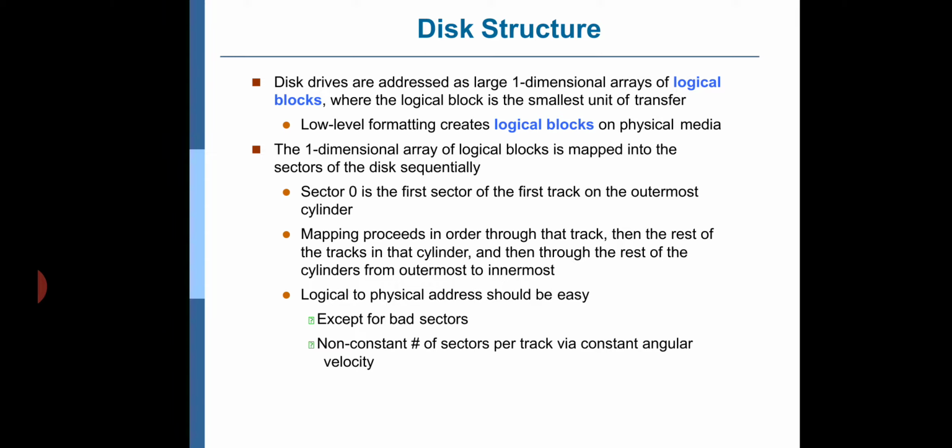Logical and physical address translation should be easy, except for bad sectors and a non-constant number of sectors per track, with constant angular velocity. Disk structure means numbering starts with 0, then it is divided into tracks, sectors, and blocks. Then we can apply the concept to store data. As you already know, in file organization we can use sequential organization, index organization, or indexed sequential organization, or we can come to the data structures.